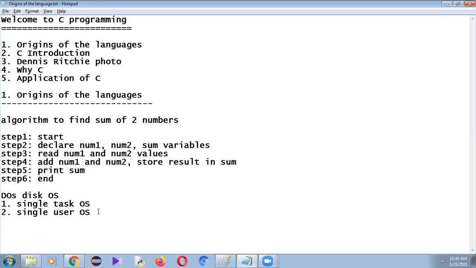The next one is single user operating system. Let me give you one good example of this single user operating system.